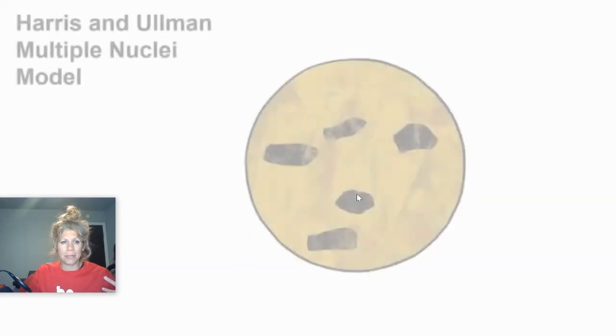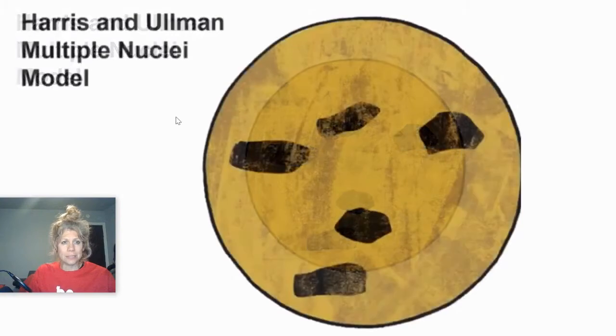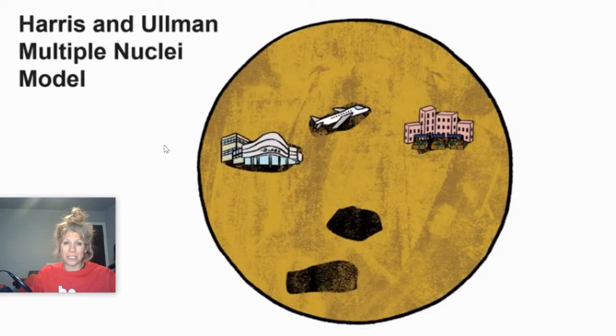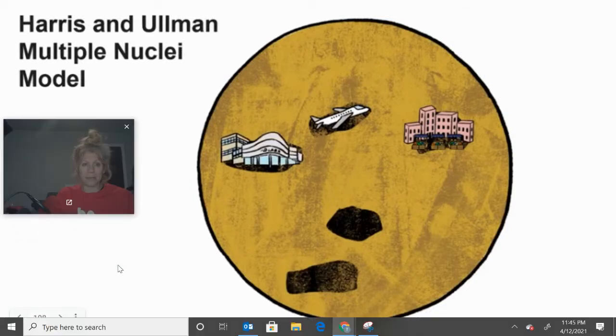Let's take a little bit closer look at this multi-nuclei model. So remember in Standard 6.2 when we talked about edge cities, you're going to see some of these same kinds of characteristics. In each of these nodes, you're going to see maybe a specific service be available. If this is our central business district, that's the original one.